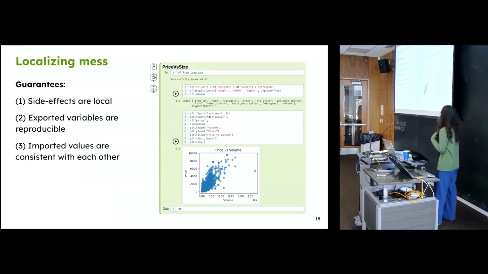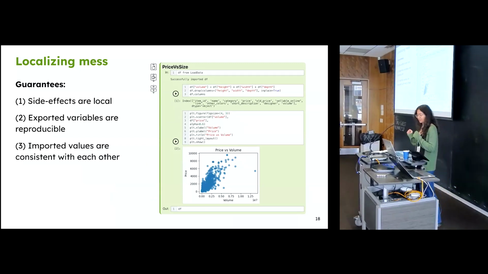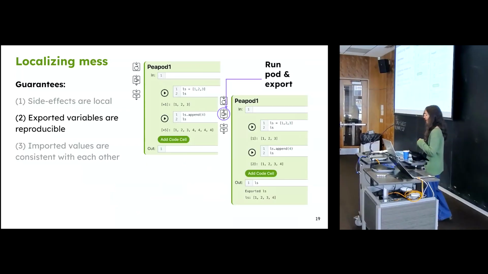Okay, so I used this term earlier that we're localizing messes. And to make this more specific, these are the 3 guarantees that Peapods provides. So the first one is that side effects are local, which is what we just saw. The second is that exported variables should be reproducible.